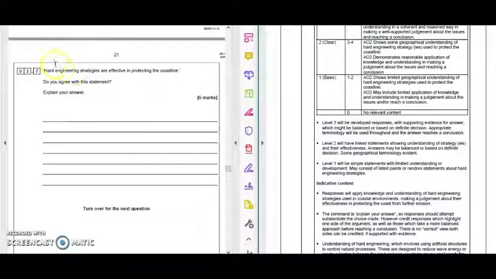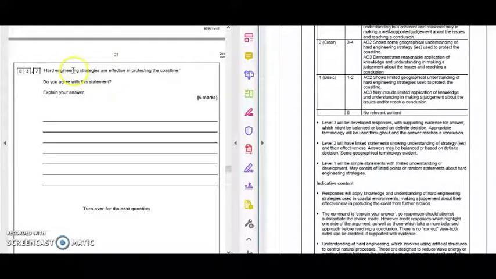3.7. Hard engineering strategies are effective in protecting the coastline. Do you agree with this statement? So, 6 marker, you've got your short statement there, but you've got to assess whether you agree with it or not. So we're looking for a bit of a balanced answer to access the level 3 grades, which is 5 or 6 out of 6.